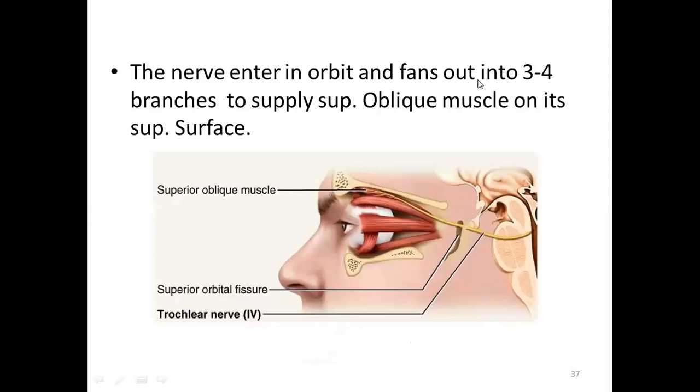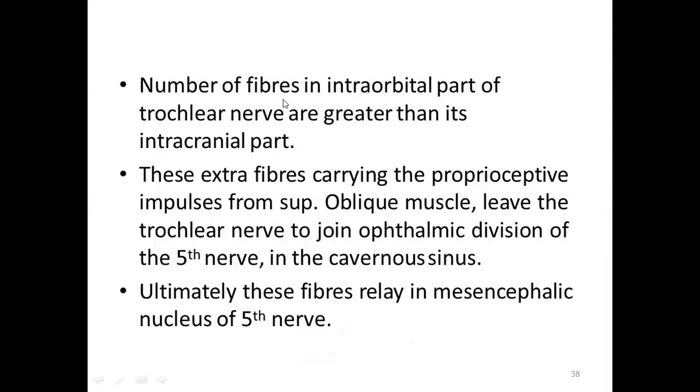The nerve enters the orbit and fans out into 3 to 4 branches to supply the superior oblique muscle. The number of fibers in the intraorbital part of the trochlear nerve is greater than in its intracranial part. So ultimately, fibers relay in the mesencephalic nucleus of the fifth cranial nerve.